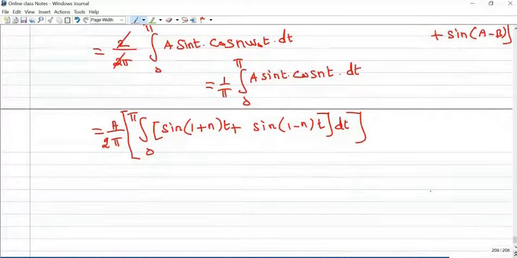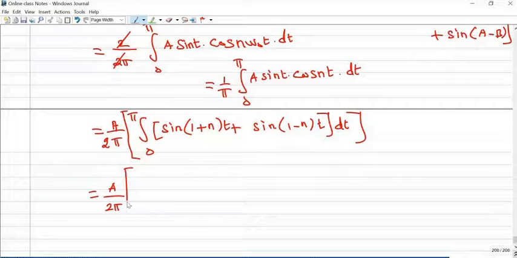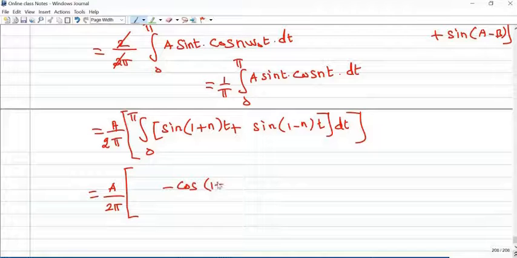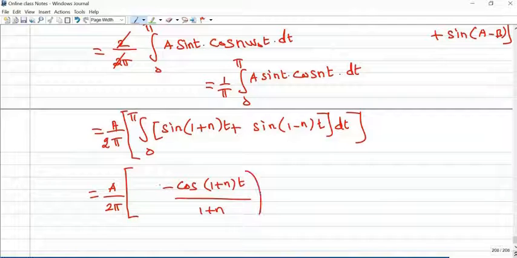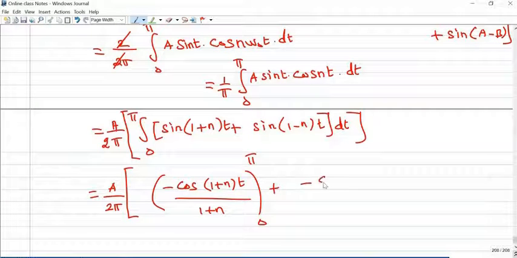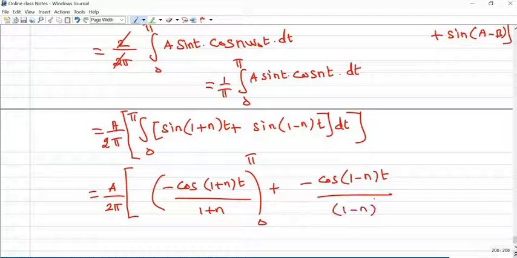Now do the integration separately. A divided by 2 pi, integration of sin of 1 plus n t dt. So we'll get minus cos of 1 plus n t divided by 1 plus n, substituting 0 to pi, plus integration of sin of 1 minus n t, again minus cos of 1 minus n t divided by 1 minus n, substituting 0 to pi.